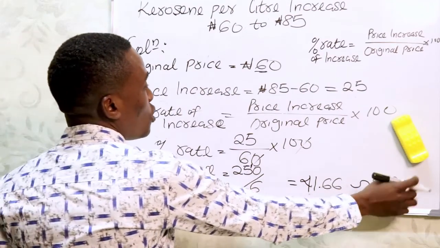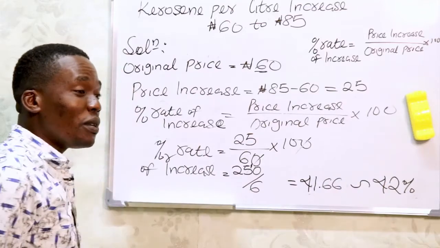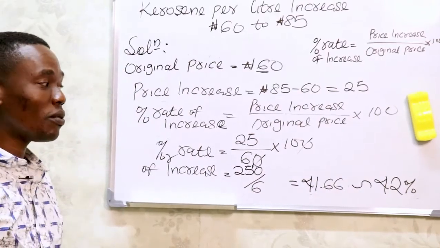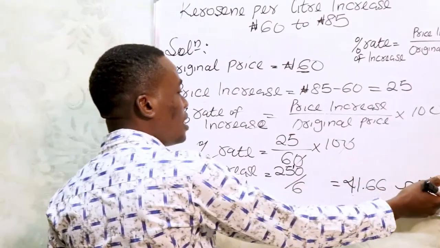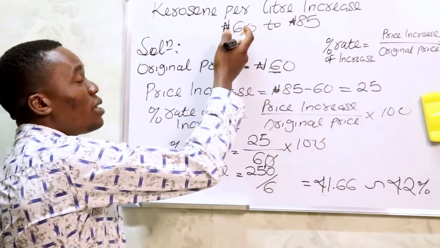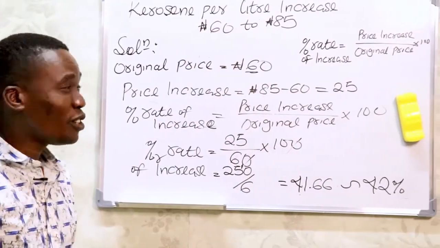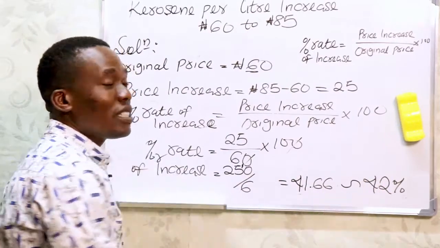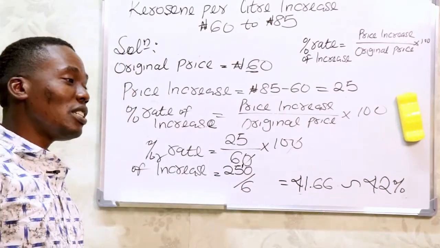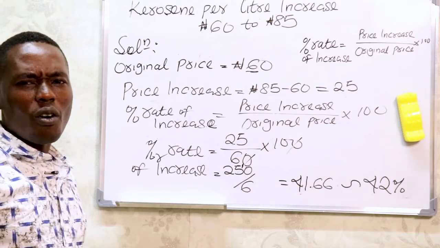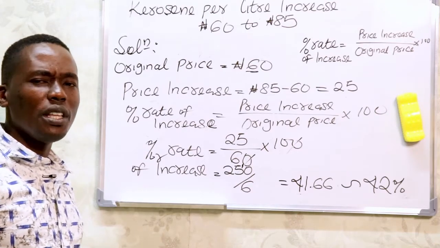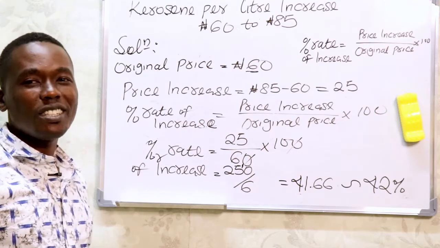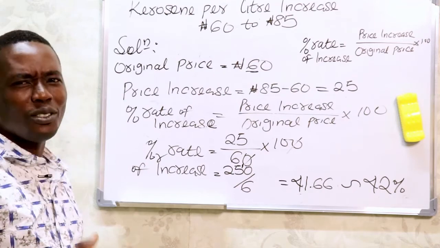So when you hear the government saying they want to increase the price of fuel by this percentage, if originally the price was 60 naira, you're going to see it become 85 naira at this percentage. So you see, calculating the rate of increase or the rate of any value is very simple. I know you can do it.